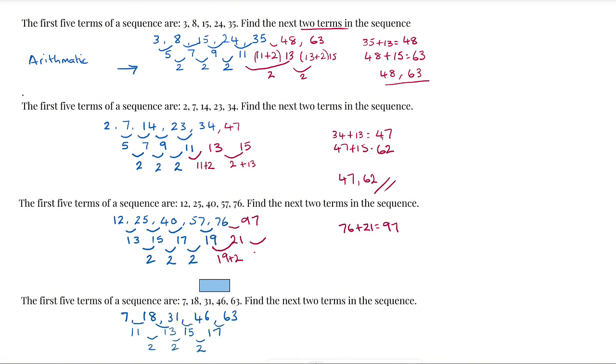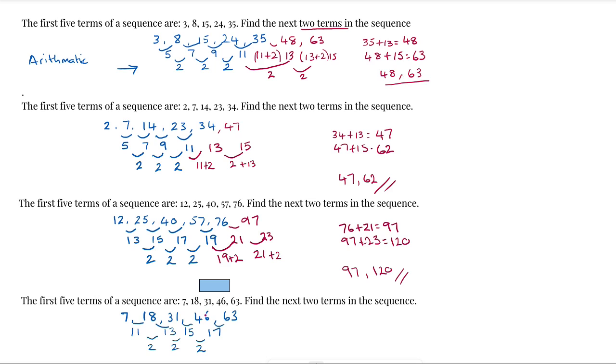Same again. So it's 21 plus 2, 23. Add it all together. Gives us 120. So our next two terms in this sequence are 97 and 120.